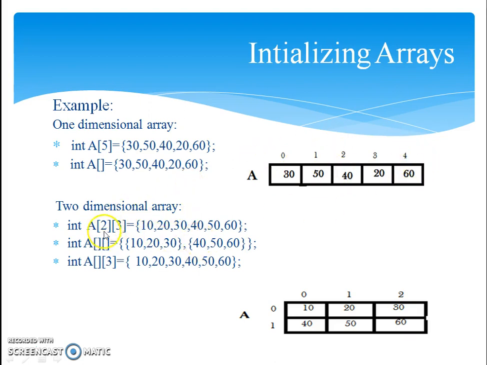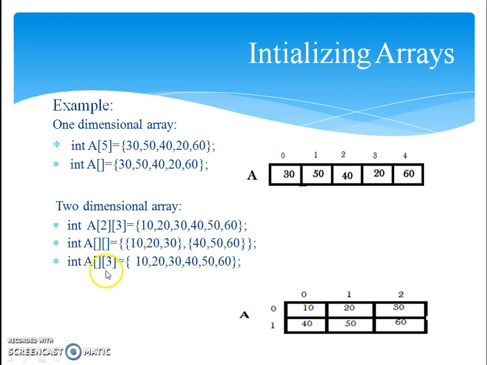In a two-dimensional array, this is how we'll initialize the values. You can mention the number of rows and columns, and you can give all elements together. This is one way. Second way is you can omit both of them, but you demarcate it properly with curly braces, which elements will go to the first row and which will be going to the second row.